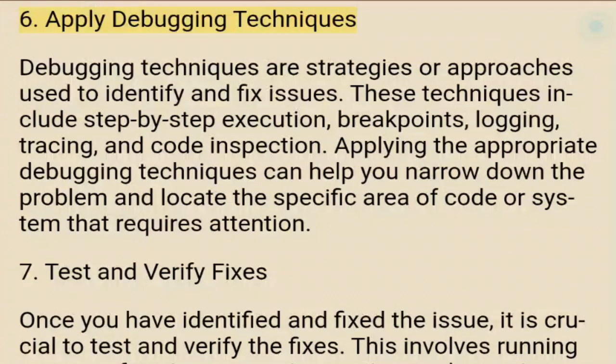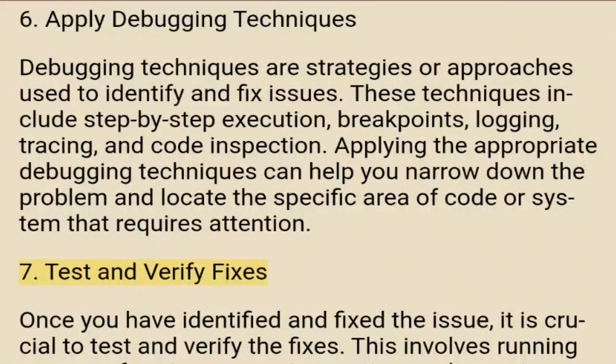6. Apply debugging techniques. Debugging techniques are strategies or approaches used to identify and fix issues. These techniques include step-by-step execution, breakpoints, logging, tracing, and code inspection. Applying the appropriate debugging techniques can help you narrow down the problem and locate the specific area of code or system that requires attention.